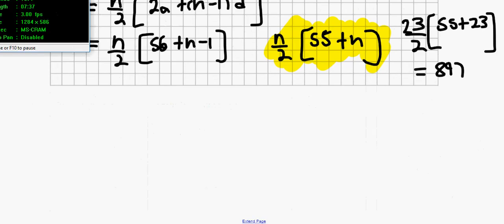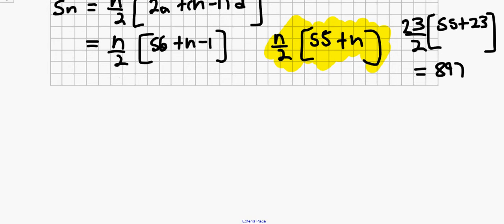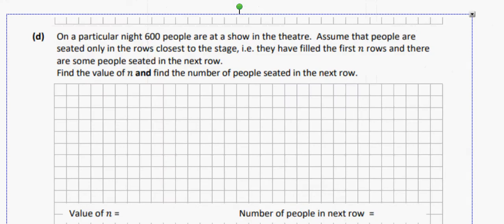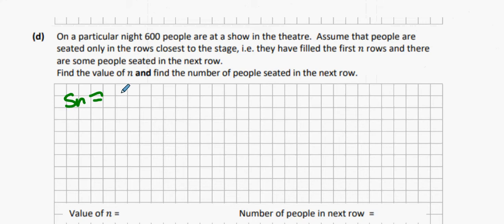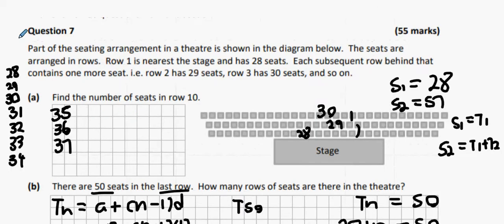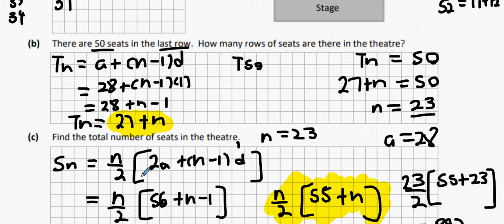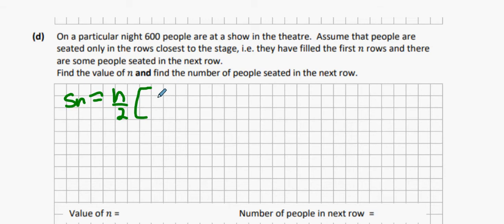Now lads, what we have in the next one is, we still have our SN formula, don't we? N over 2 into 55 plus n, was it? Oh, sorry, 56 plus n. Remember, this formula is in your tables, so it's easy to find. Okay, so 56 plus n, correct? Now, they said there's 600 people at the show. So what can I do here, guys?